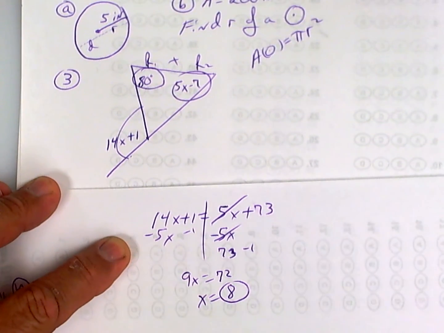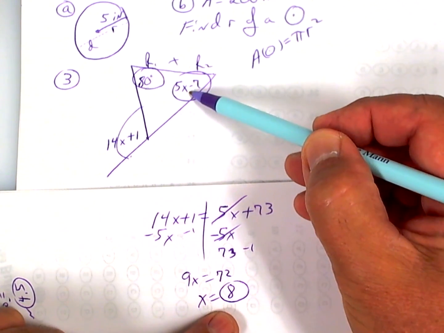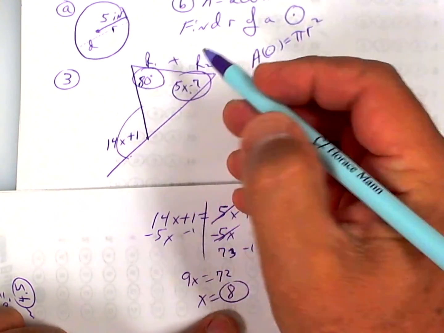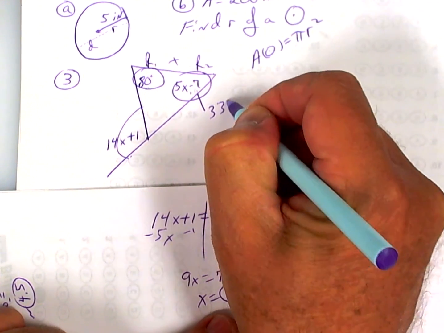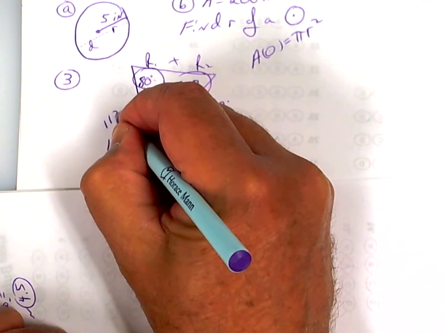Now, if they want to know what this angle is, you would go ahead and take 5 times 8 is 40, and then 40 minus 7 is 33. So this one is 33 degrees and then you add these two up and you get this one. So this one's 113 degrees.